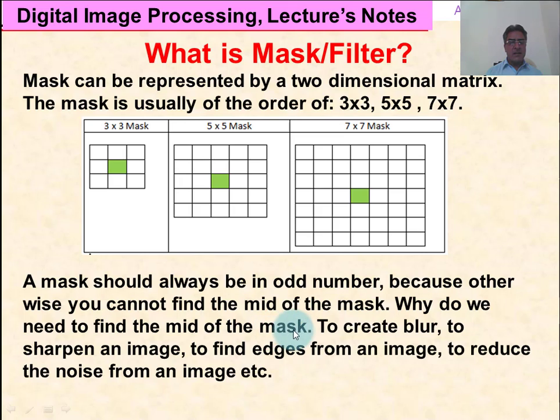Why do we need to find the mid of the mask? We find the mid value of the mask to create the blur. Sometimes we want to create a blur on the input image, or we want to sharpen an image, or we want to find edges from an image, or we want to reduce the noise from an image, etc. Then we use the mask and we modify the central pixel value of each pixel of the input image.